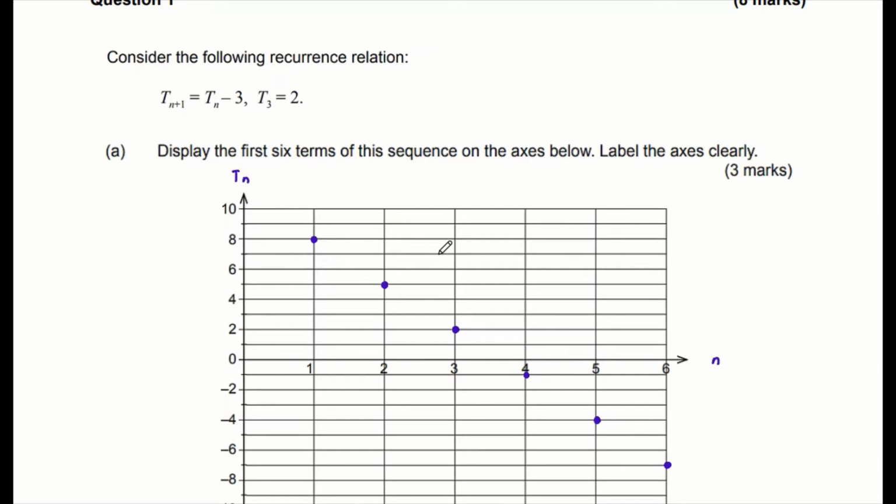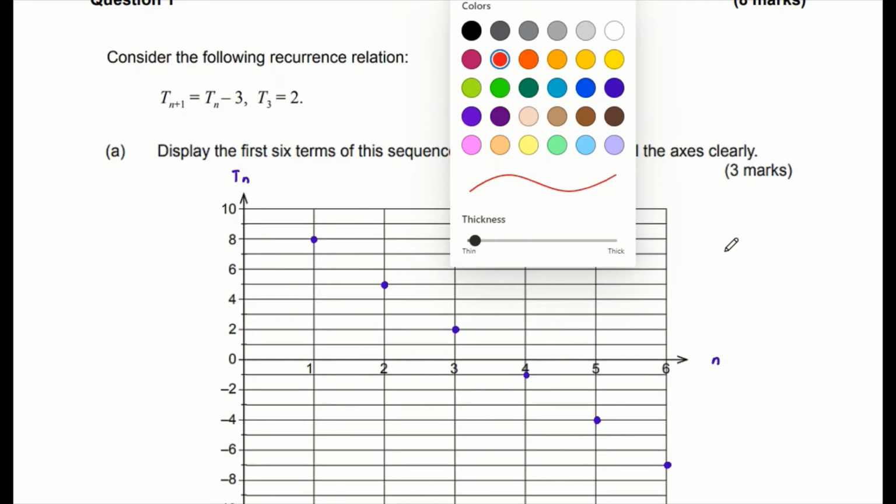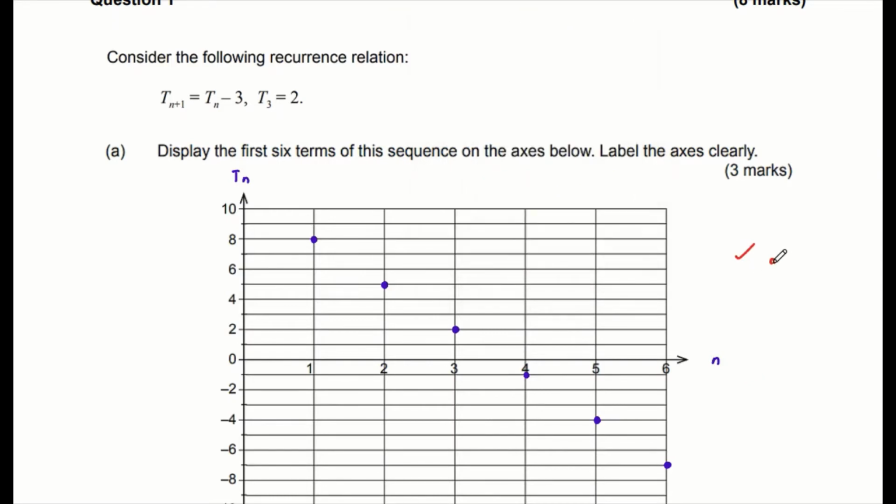The idea here is that to get the 3 marks, the first thing is to label the axes correctly, and you get 1 mark. Then, if you are able to get at least 2 points correct, you get another mark, and the last one is if you get all points correct, then you get the third mark. So that is how the 3 marks are given.